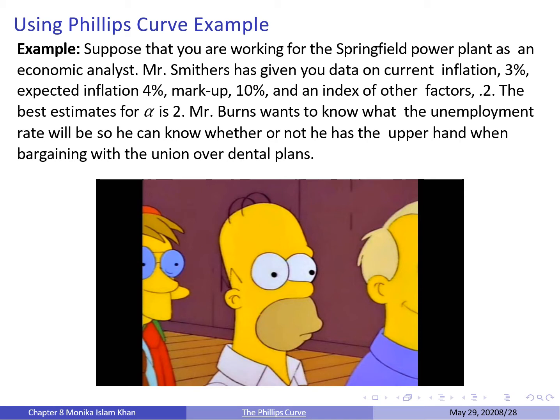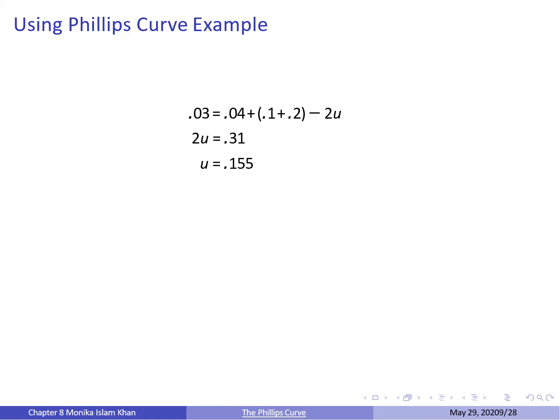You can use the equation in the last slide to solve for the unemployment rate. You can use the Phillips curve equation to insert values for inflation rate, expected inflation rate, m, and z, and you can then solve for the unemployment rate. And given the data, your unemployment rate comes up to 0.155 or 15.5%.